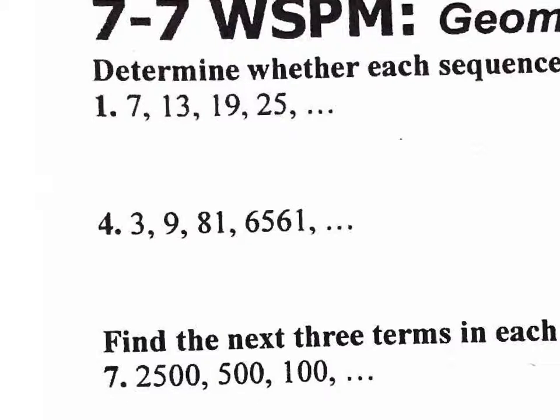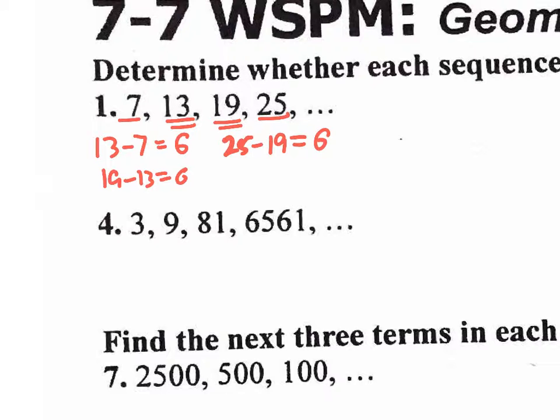What do you guys want to check? Do you think this has a common difference? Do you think it has a common ratio? Oh, it's add 6. Okay, so instead of guessing, let's actually take a number and subtract the one before it from it. So 13 take away 7, what is that? That's 6. How about 19 take away 13? That's also 6. How about 25 take away 19? 6. So we know that there is a common difference of 6, which means that it is arithmetic.